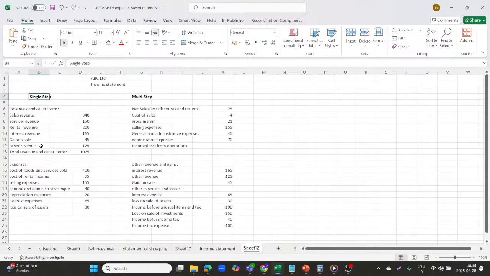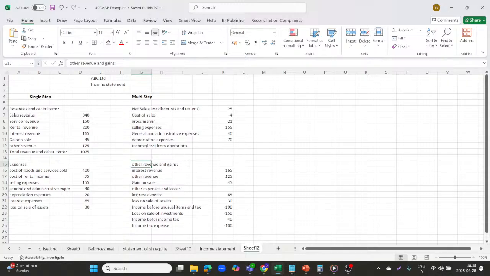There is no bifurcation of operating and non-operating. Here under multi-step you get a bifurcation of your operating nature income and non-operating nature income, similarly operating nature expenses and non-operating nature expenses. So you see here it starts with net sales, then you have cost of sales, then you get the gross margin. Okay, sales minus cost of sales, gross margin. Then you have selling expenses, general administrative expenses, depreciation expenses, then you get the income or loss from operations. So that's why it shows an income and loss from operating nature activity.